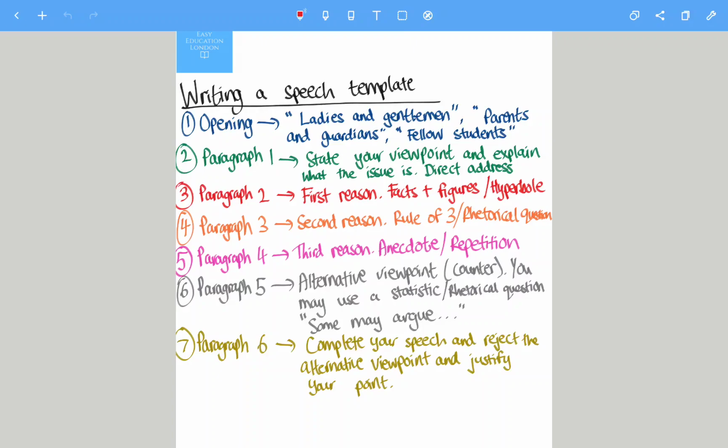I hope that gives you all a better understanding when writing a speech for English language GCSE, specifically paper 2. Now, this is something you may want to use and practice for the 40 marker, so do have a go at it as it may appear in your upcoming exams.